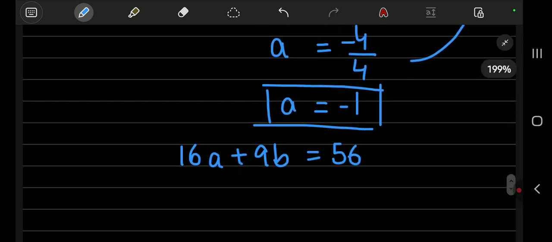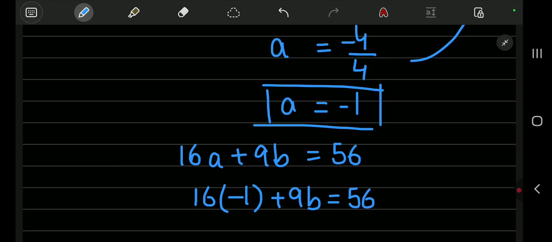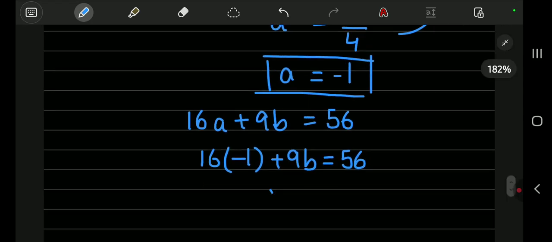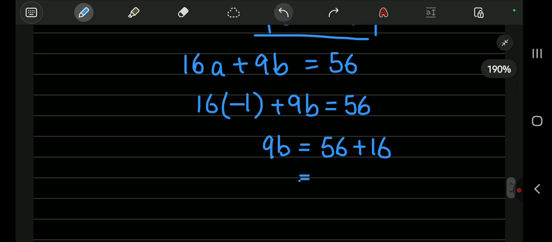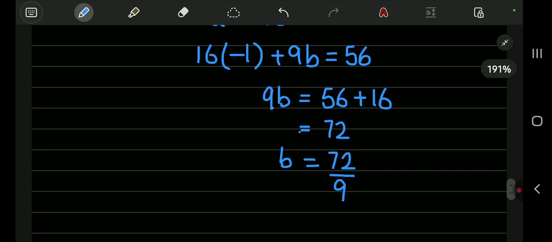If we substitute minus 1 in there, it will become minus 16 plus 9b equals 56. So 9b equals 56 plus 16, which is 72. So b equals 72 over 9. So b equals 8.